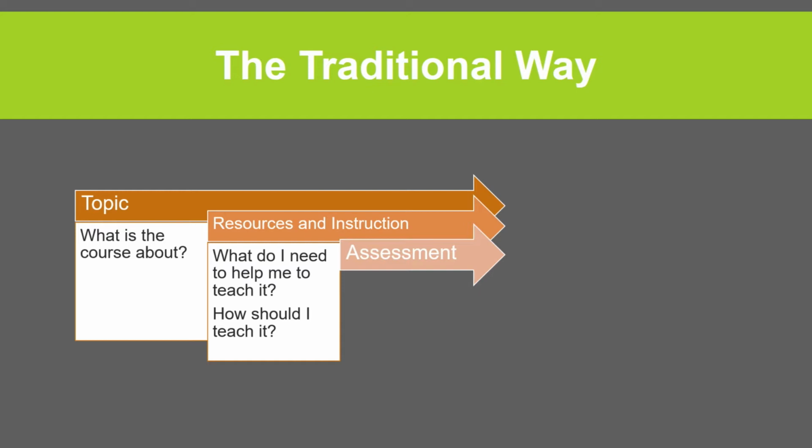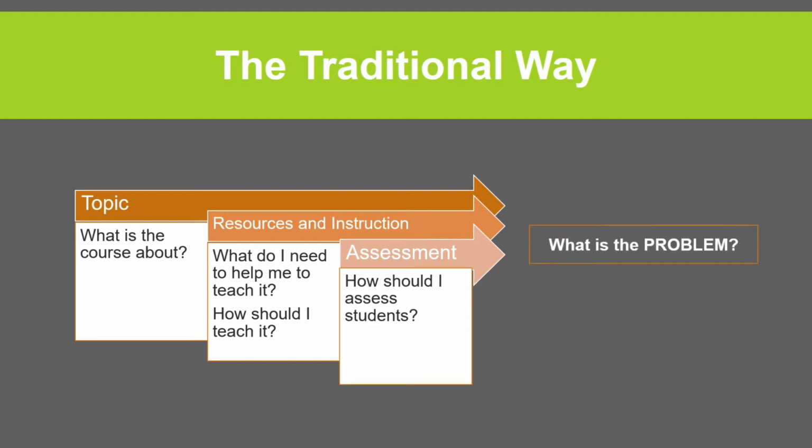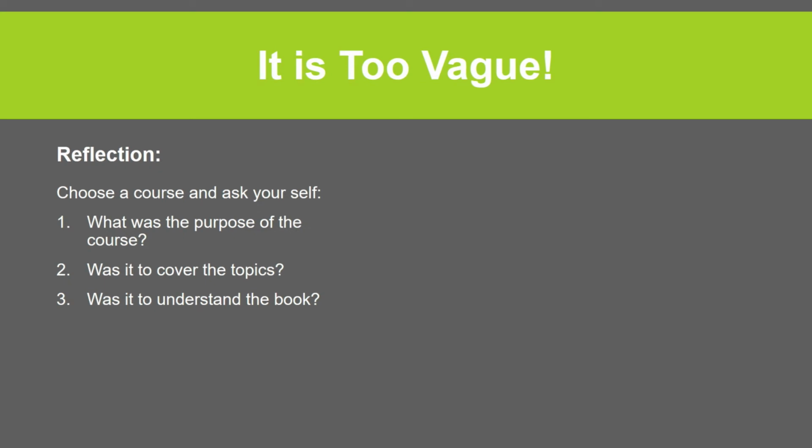But what is the problem of pursuing learning, teaching students in this way? The primary problem is that it's too vague. And I would like to propose three questions as you think about what it is that might help you to think about how you teach students. So think about, what is the purpose of the course, and was it to cover these topics, and then was it to understand what the book said?